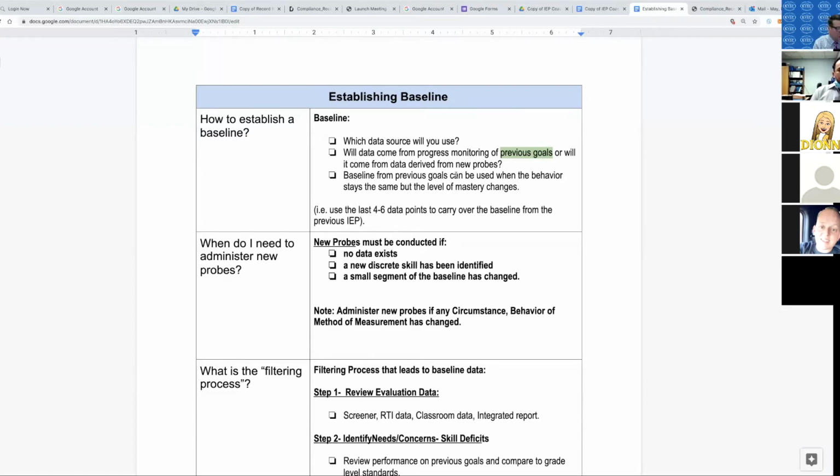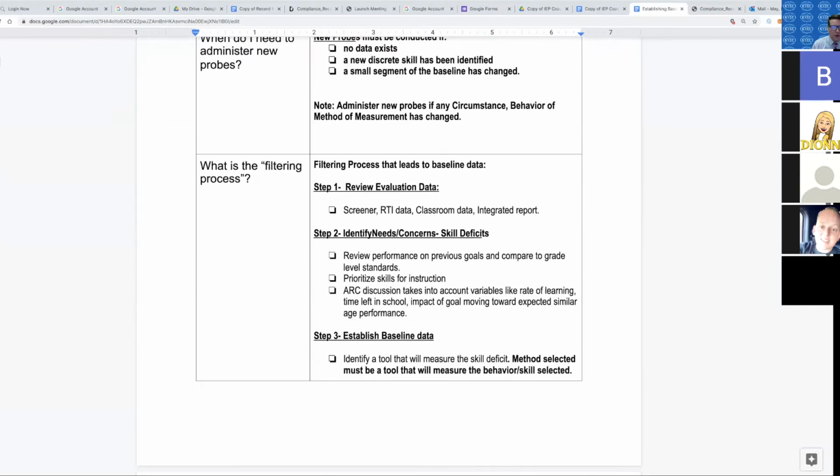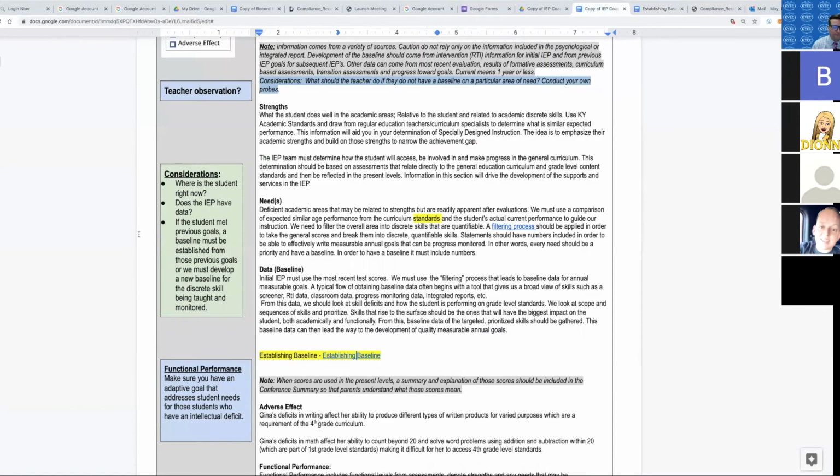If at the end of the cycle you decide as an ARC that that goal needs to continue, you've got to keep those things the same and bring that goal forward. If you decide to change the behavior, the tool that you're measuring the behavior with, or the conditions, then you need to do your own new probes around that new discrete skill. So we talk about the filtering process. It's all laid out there for you on the IEP coaching tool. So now let's go back to our compliance record review.